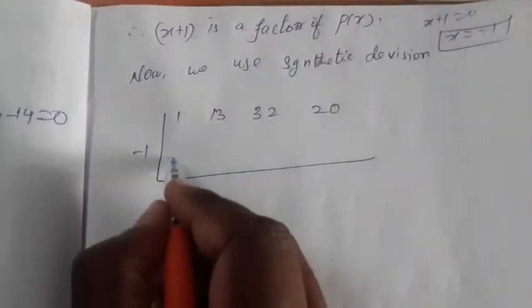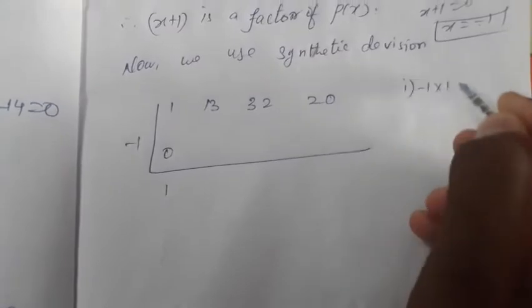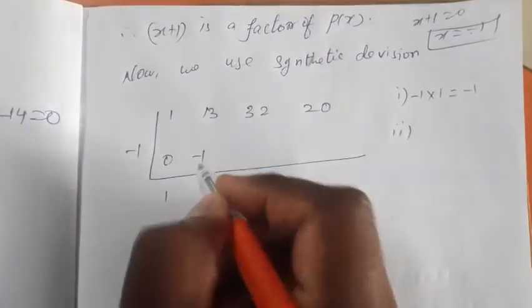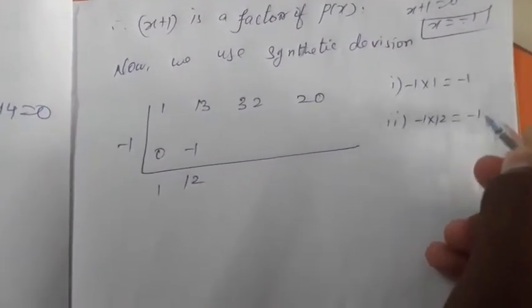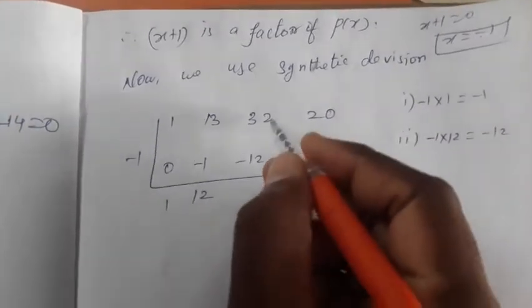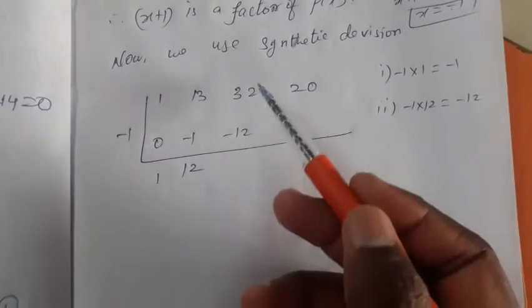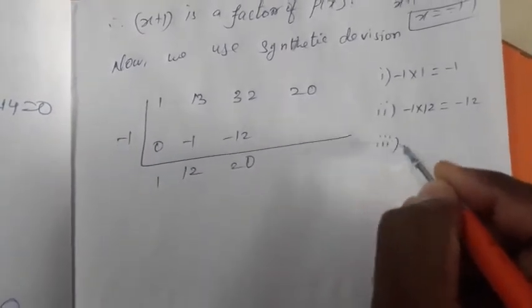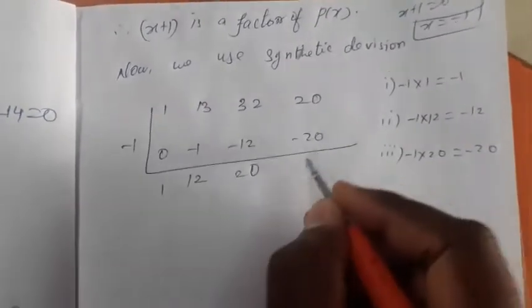First, bring down 1 plus 0, which is 1. Next, minus 1 into 1 gives minus 1. Then 13 minus 1 is 12. Next, minus 1 into 12 is minus 12. Now adding 32 minus 12 with opposite signs we subtract: 20. Next, minus 1 into 20 is minus 20. 20 minus 20 gives 0. So the remainder is 0.